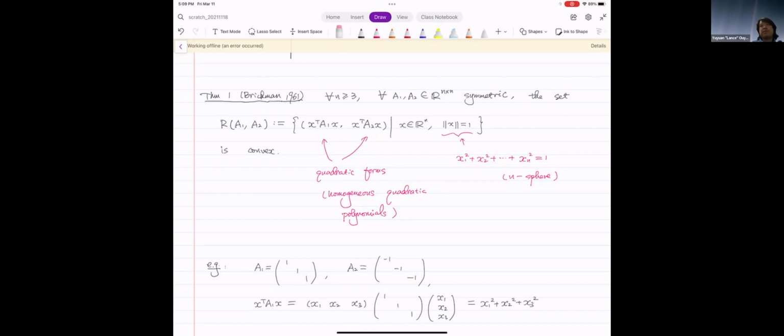Suppose dimension n is greater or equal to 3, and I have 2 symmetric matrices of n by n. I denote them by A1 and A2. And then I consider the following set. The set is a two-dimensional set. The first coordinate of points in this set is going to look like x transpose A1 x. And the second is going to look like x transpose A2 times x. And x ranges over the n-dimensional sphere. That is to say the sum of squares of all the coordinates of x should be equal to 1. This is it, as simple as this.